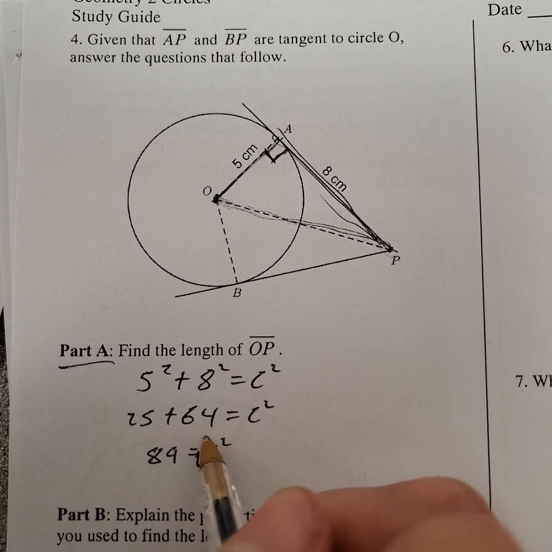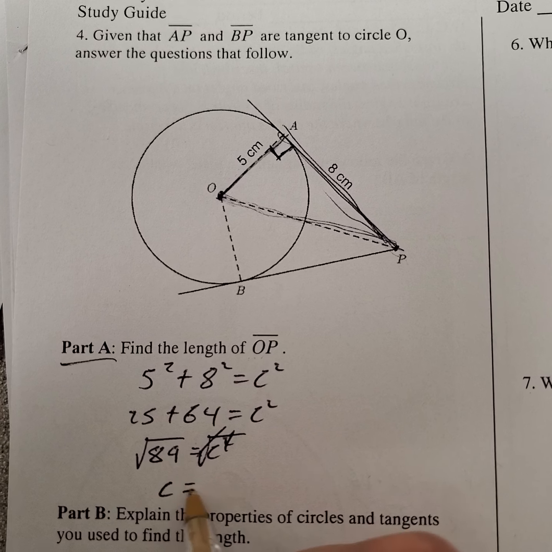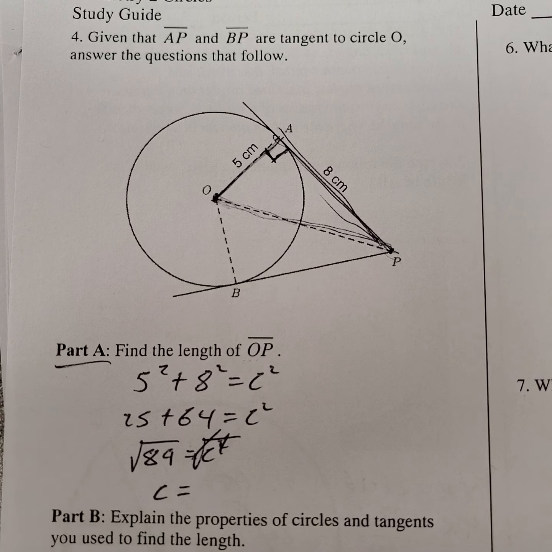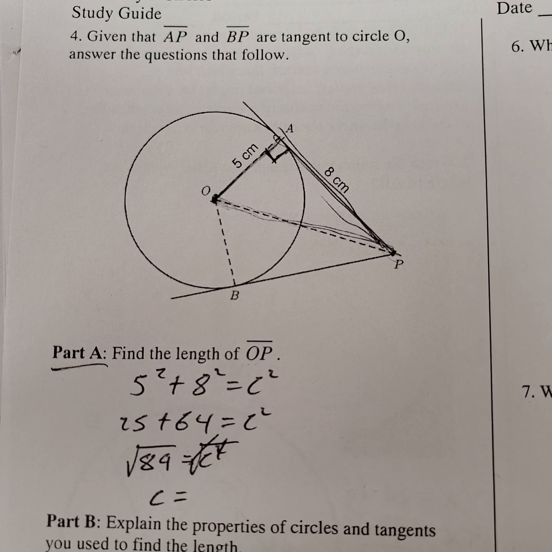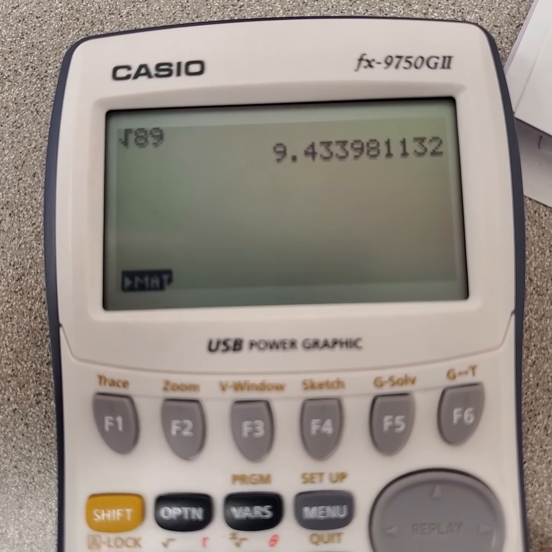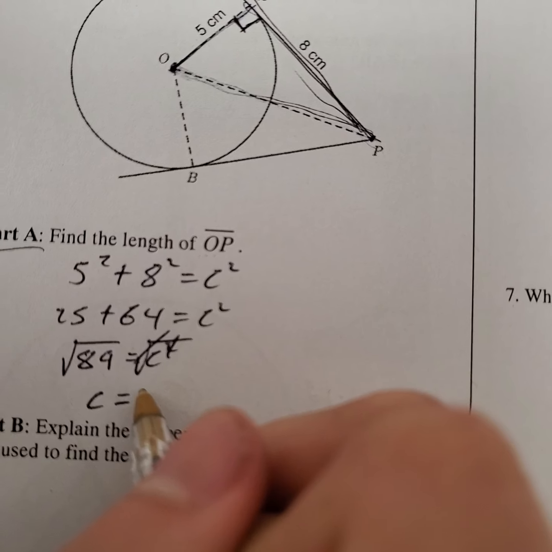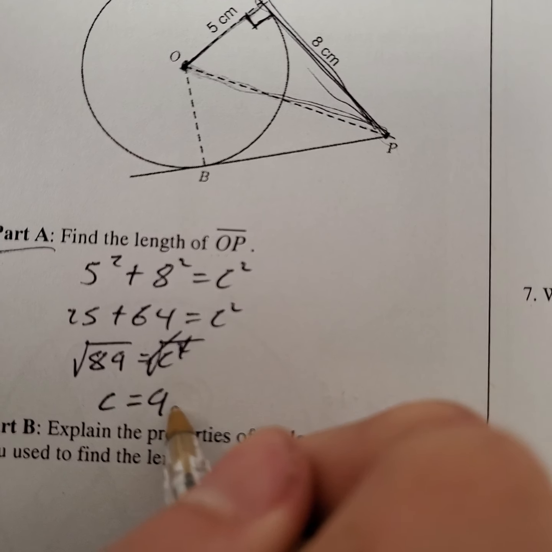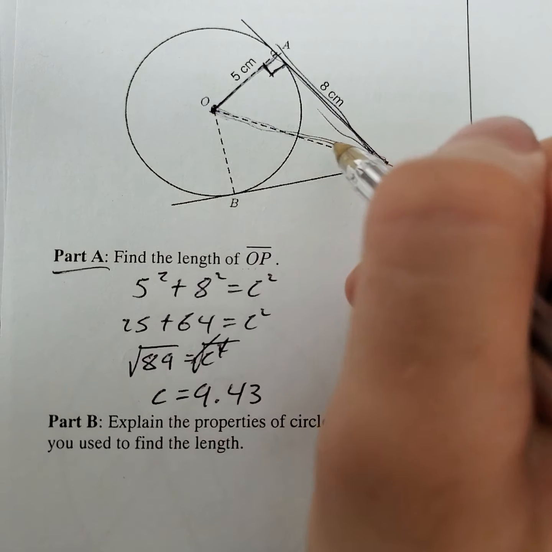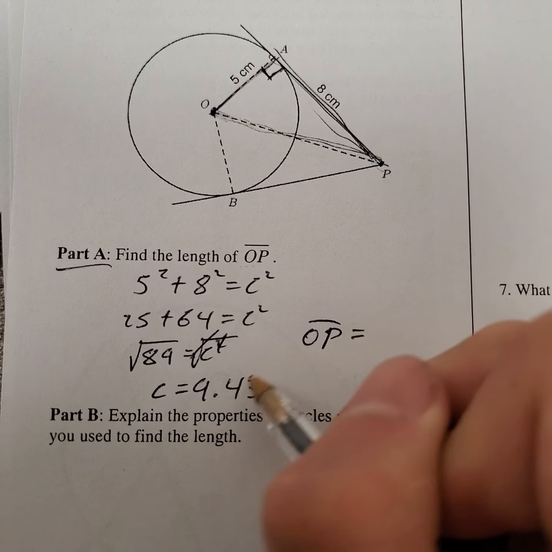equals c squared. I have to get the square root of both sides. The square and the square root cancel out. I'm left with c equals the square root of 89. Well, the square root of 89, as we can see over here, is 9.43. So the square root of 89 in the calculator showed me to be 9.43. So that is the length from O to P. So segment OP equals 9.43.